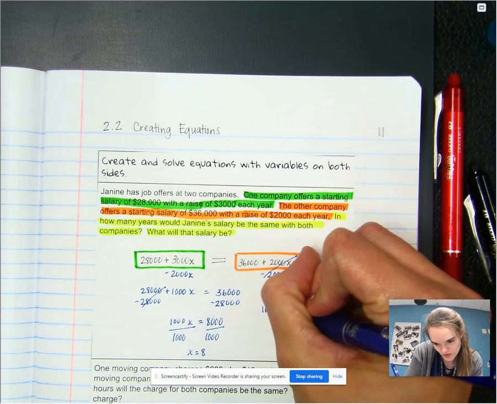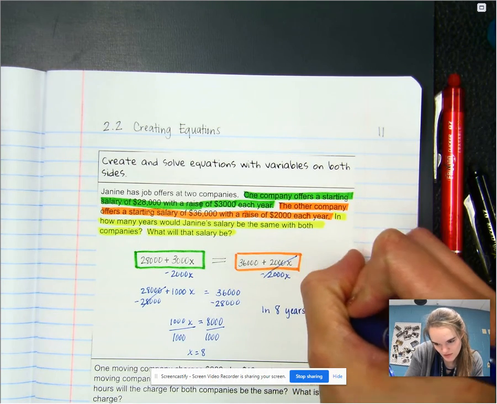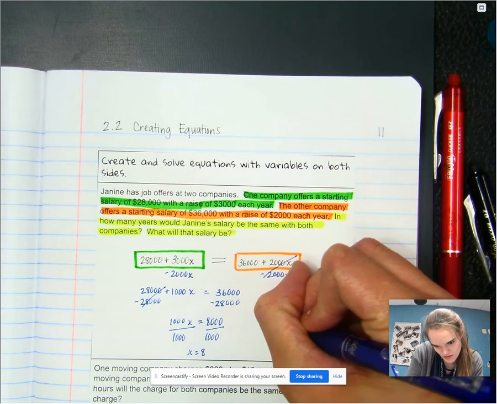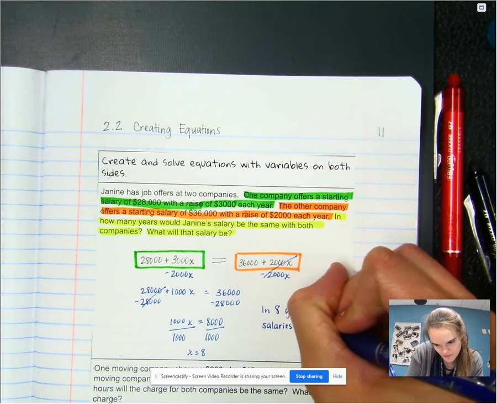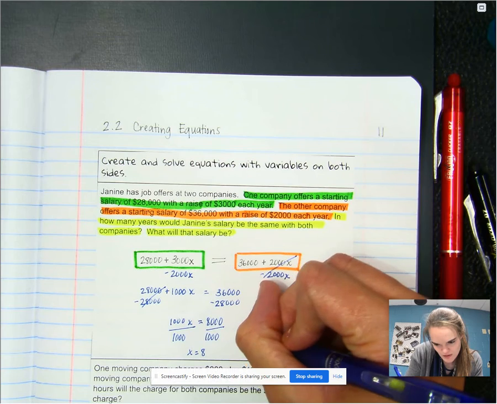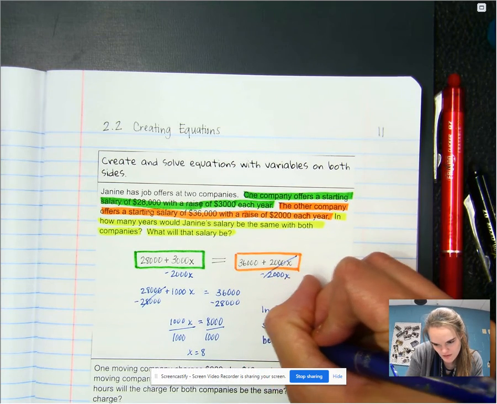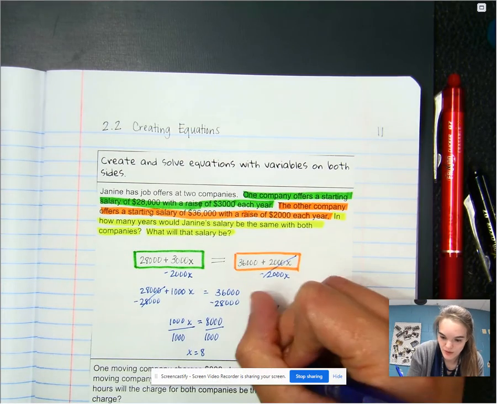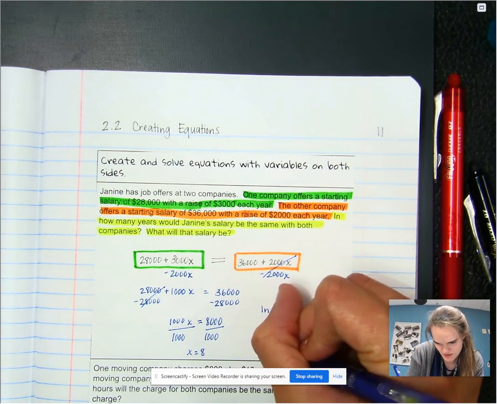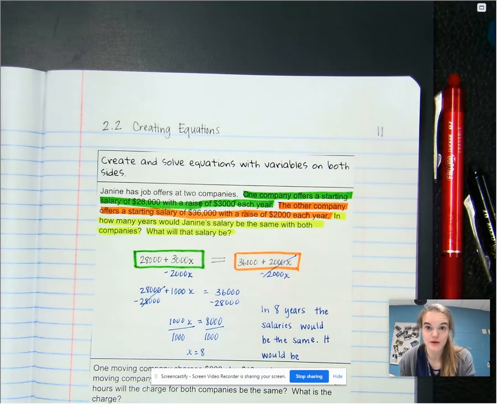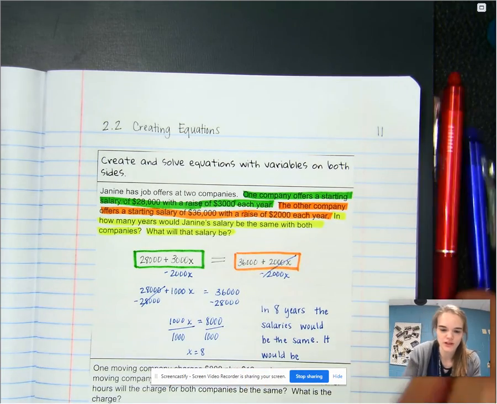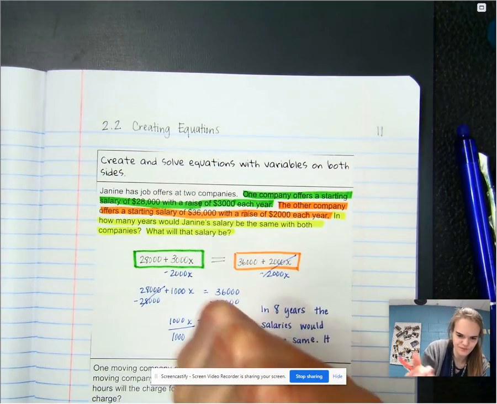In 8 years, the salaries would be the same. It would be, we got to figure that out. We don't know how much it is yet, so we got to figure that out. So we can choose. Let's either choose this one or this one, because they're equal. So let's choose this one just because it's over here.